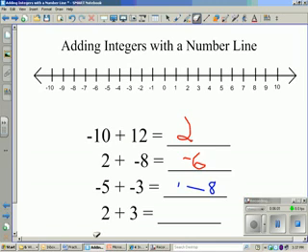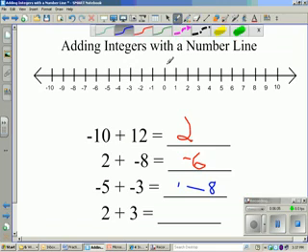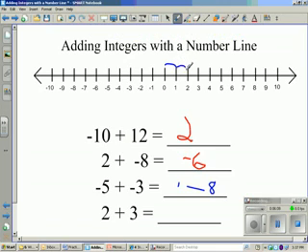Now, for this last problem, it's just 2 plus 3. So I start at 0, because you always start at 0 on these. I go 1, 2 units to the right, and then I go 3 more units to the right. And my answer is 5. Positive 5.